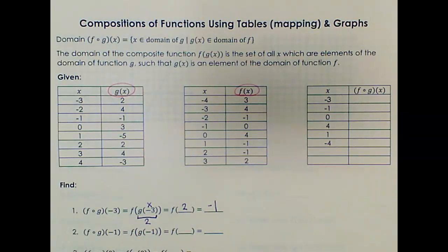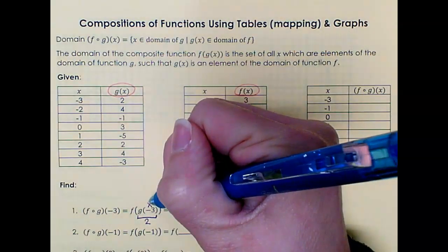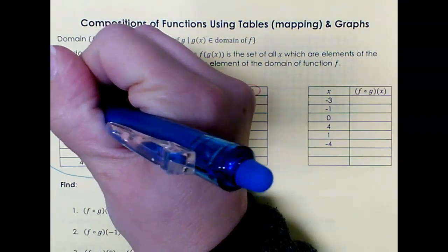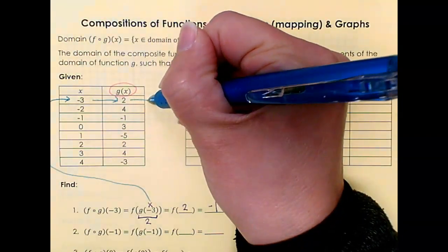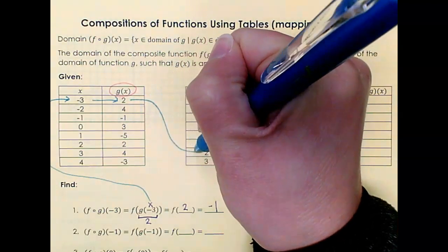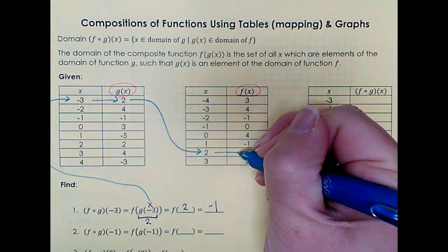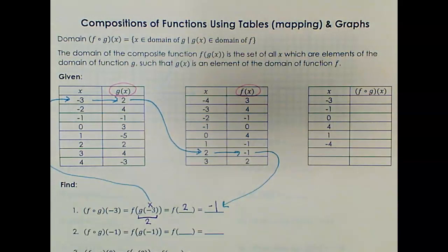So here's the path that we follow. We start out at -3 in the g function. We go find -3 for x in the g function. G of -3 is 2. I take this, and I look for f of 2 in the f function. So this is kind of like the loop that we make.